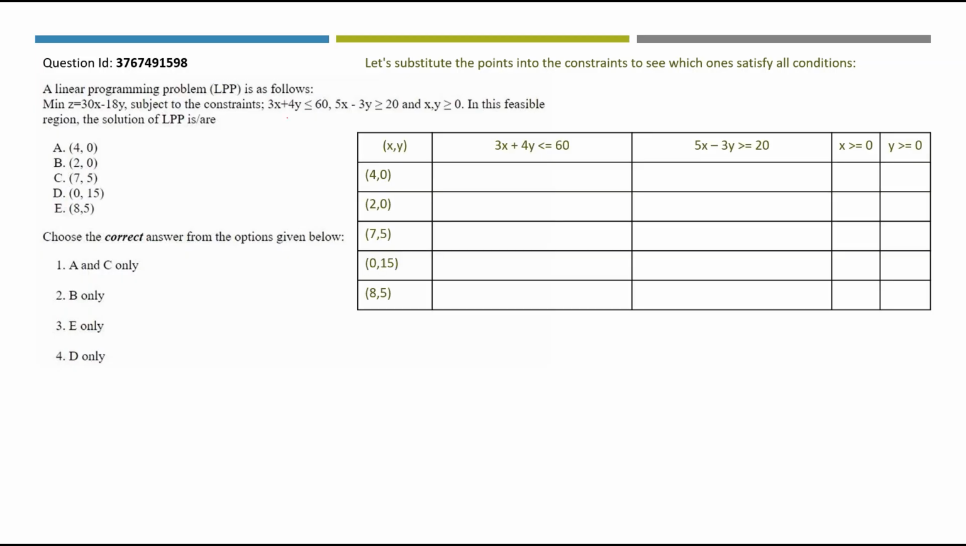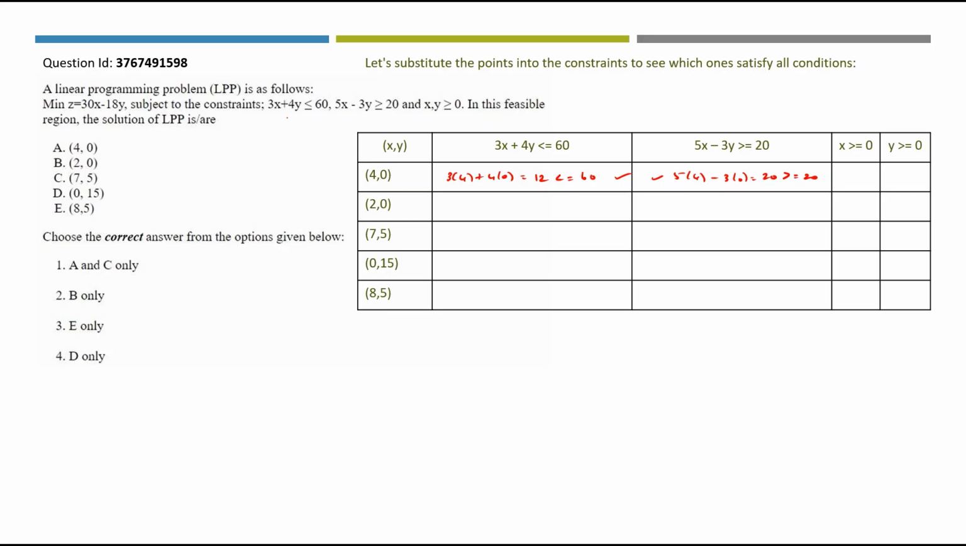Let's take 4, 0, 3 into 4 plus 4 into 0. This will be 3 into 4 is 12 plus 0 is 12. 12 is less than or equal to 60. What about 5x? It is 5 into 4 minus 3 into 0. 5 into 4 is 20. 20 is greater than or equal to 20. So both the constraints are done.